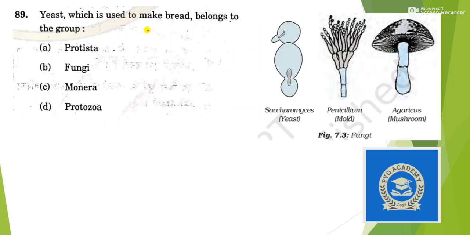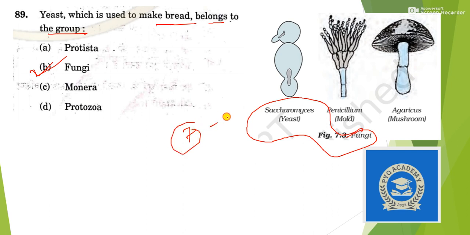Yeast which is used to make bread belongs to, again an easy question, option B, fungi. You can see here in fungi you will get yeast. So this reference is taken from chapter 7 of class 9.